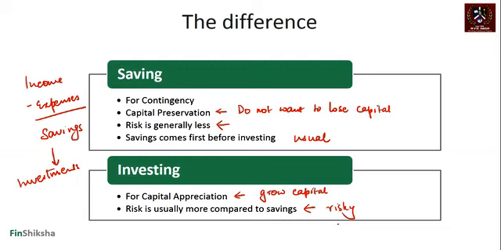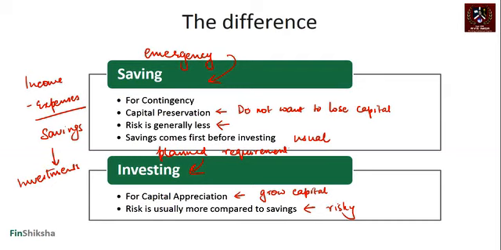For contingency, for sudden emergency requirements, you want savings. For planned requirements in future, you want investments. That's the difference. That's a broad difference. So if something is in the future, 3 years, 4 years, 5 years, 10 years down the line, you'll probably use investments to take care of that. If something is sudden, you don't know when it is coming, for that you would use your savings, right?